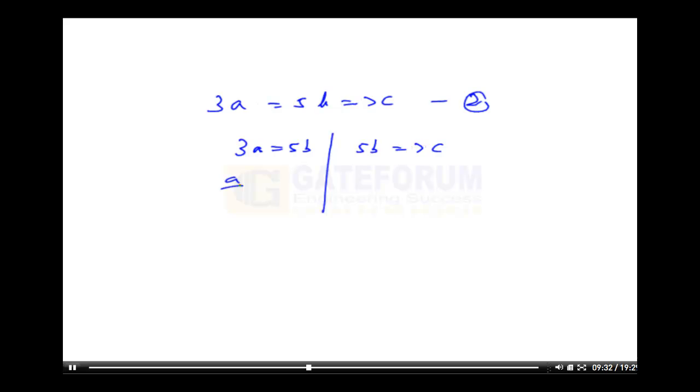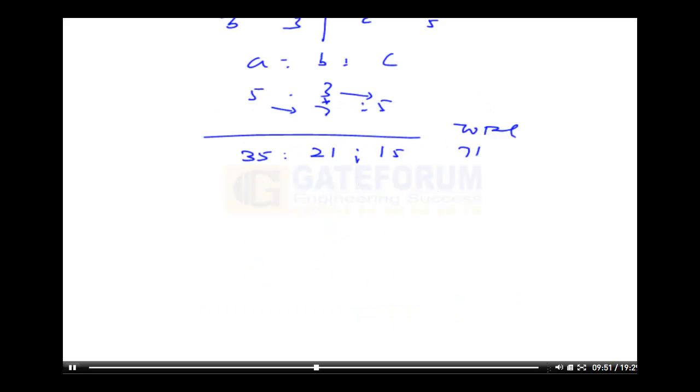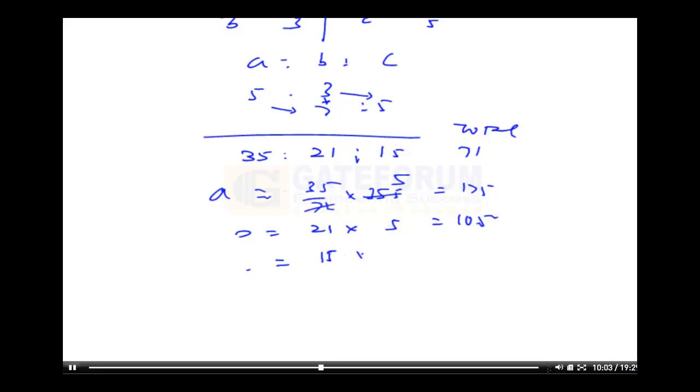We can also go by substitution, but we are in ratio, so we'll use the ratio method of finding the combined ratio. So what is A is to B is to C? 5 is to 3 and 7 is to 5. We can mark the arrows, get the combined ratio as 35, 21 and 15. Total parts will be 71. So if you want A, immediately you have 5 times 35, and B will be just 21 into 5 times, and C will be 15 into 5 times. You have the answer.